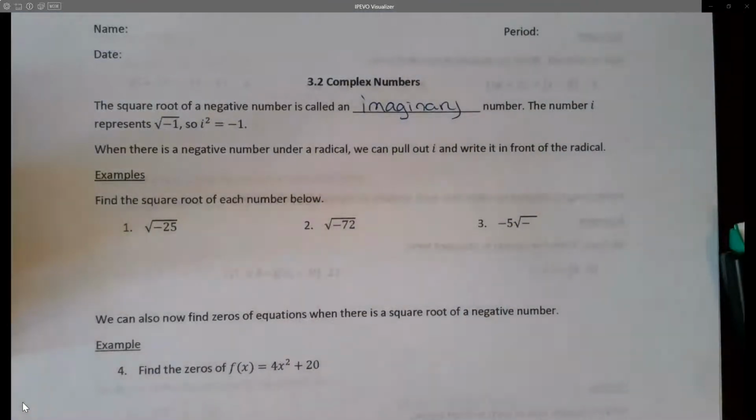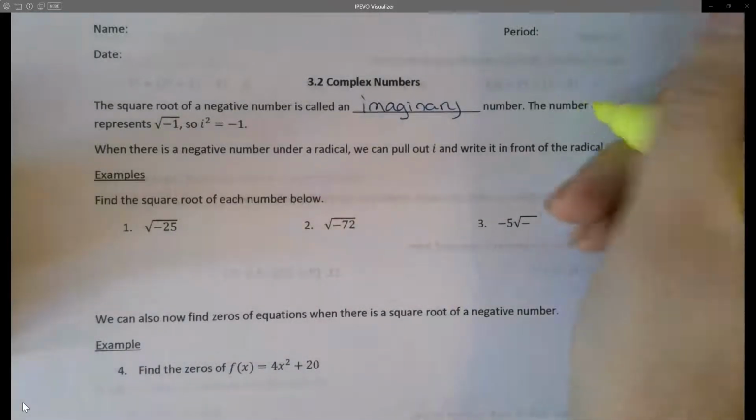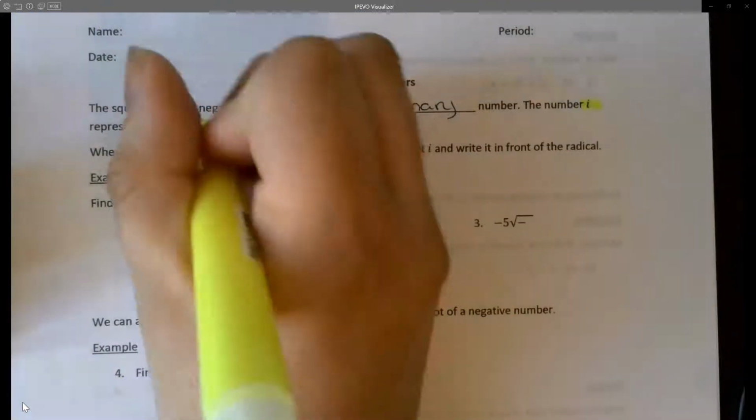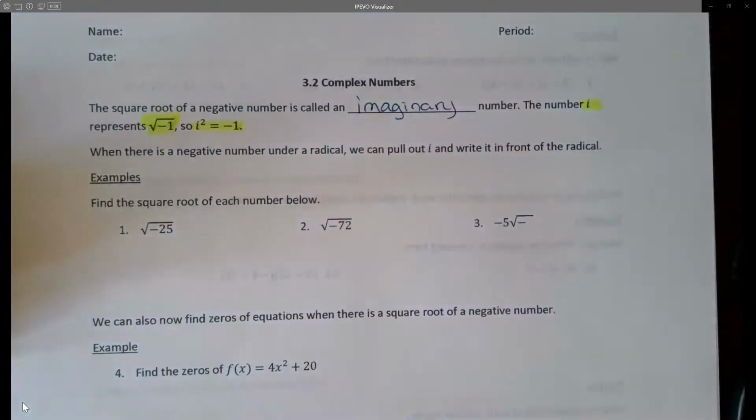The number i represents the square root of -1. So i is a variable that means the square root of -1, and it means that i squared gives us -1. So when there's a negative number under the radical, we can pull out i and write it in front of the radical. So number 1 wants me to find the square root of -25.